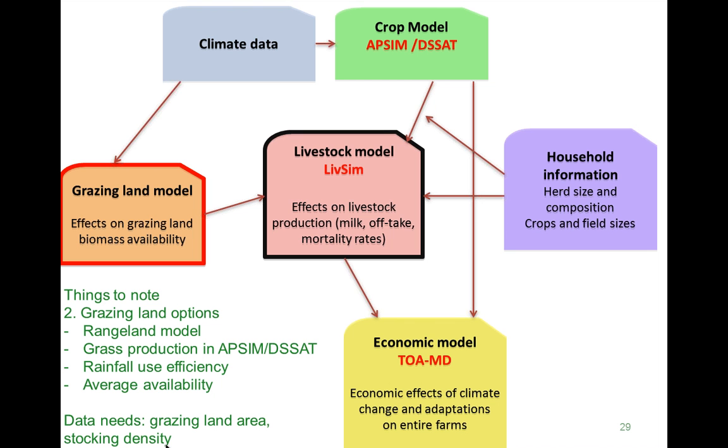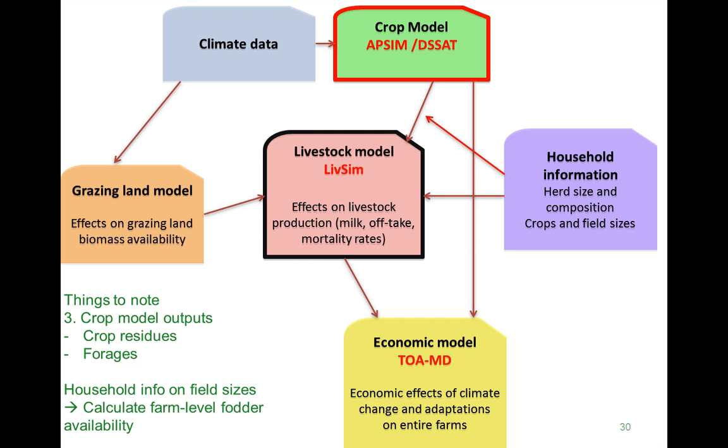For all these options, you will need information on the area of the grazing land and on the stocking density, because that will allow you to calculate how much biomass is available per animal.